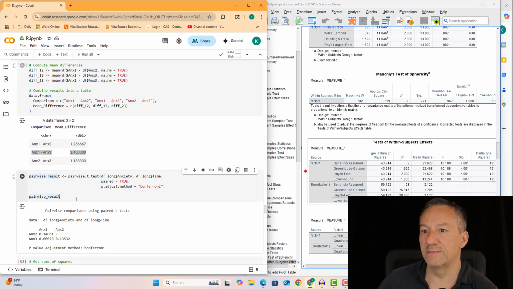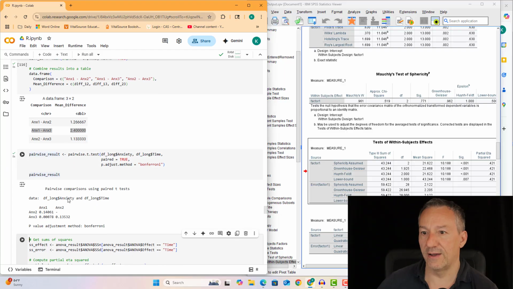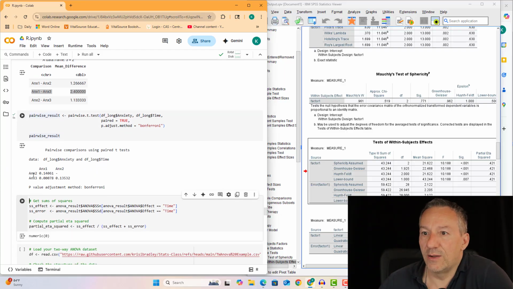And so we can do these pairwise comparisons. In this case, I'm using the Bonferroni, just like with the last one. If we print that out, let's see what we have. And that's exactly right. So anxiety 1 to anxiety 2, the p-value is 0.14. Not significant, but anxiety 1 to anxiety 3, p less than 0.001. And that is that mean difference of 2.4 from the one right up above there.